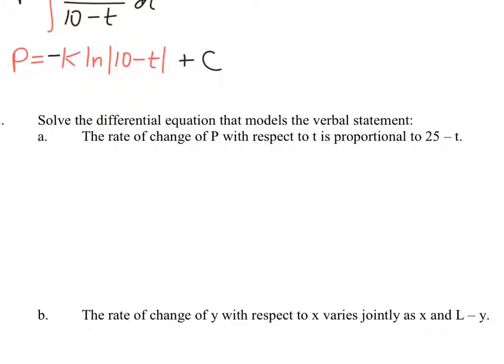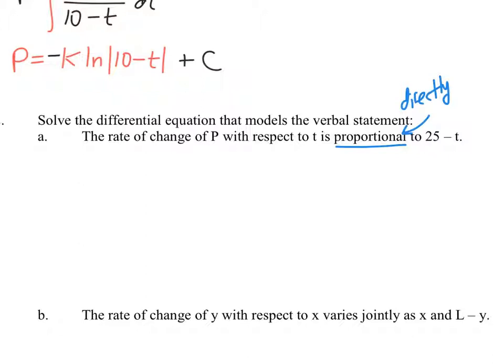All right, so then we get into some basic verbal statements, nothing too crazy. Solve the differential equation that models the verbal statement. Rate of change of p with respect to t is proportional to 25 minus t. So in that case, it says proportional. It doesn't say directly, inversely, or jointly. It's implied that it's directly. When we say something is proportional, we're saying that it is directly proportional. It's when we attach another word to it, that's when we're moving it into a different category.